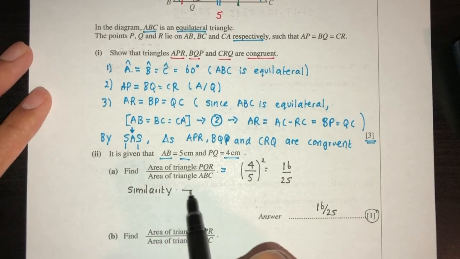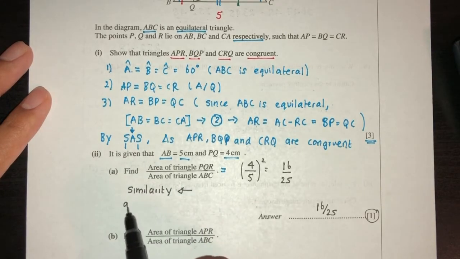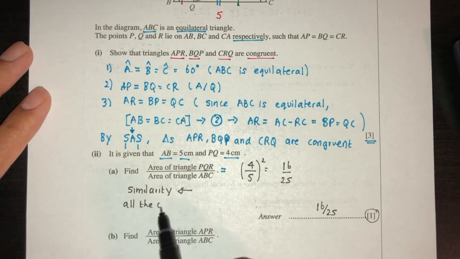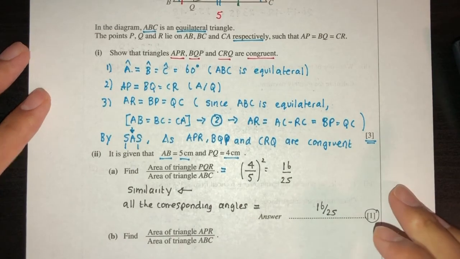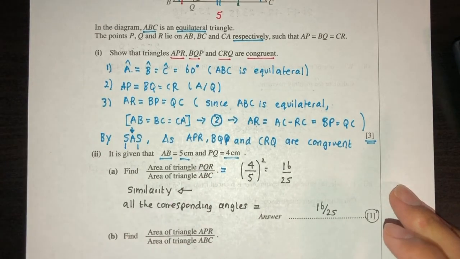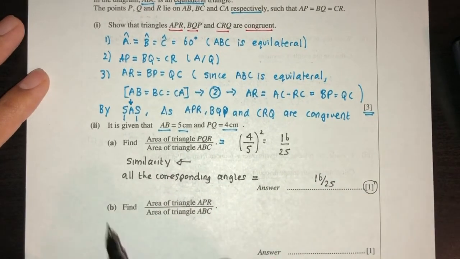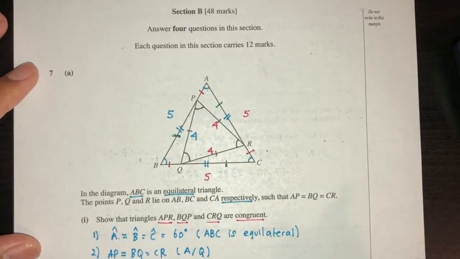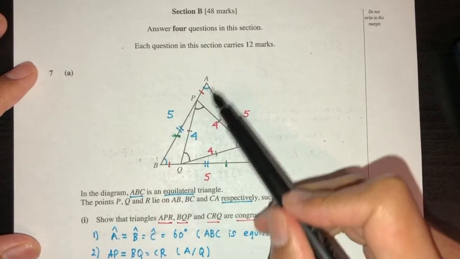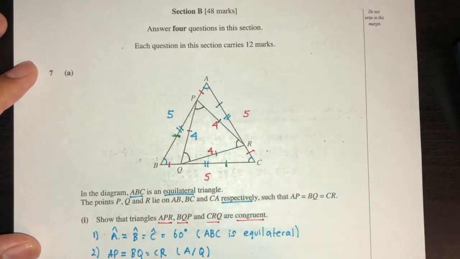So how could we use this? Because we realized that all the corresponding angles were equal. That's why we could use similarity, because these two triangles are similar. Now the next step is to find the area of APR over ABC. So how do you find APR? APR is this triangle.